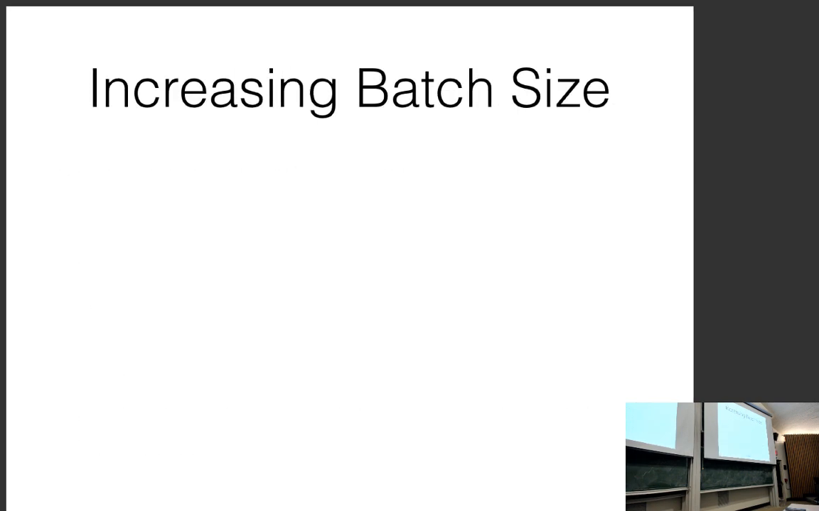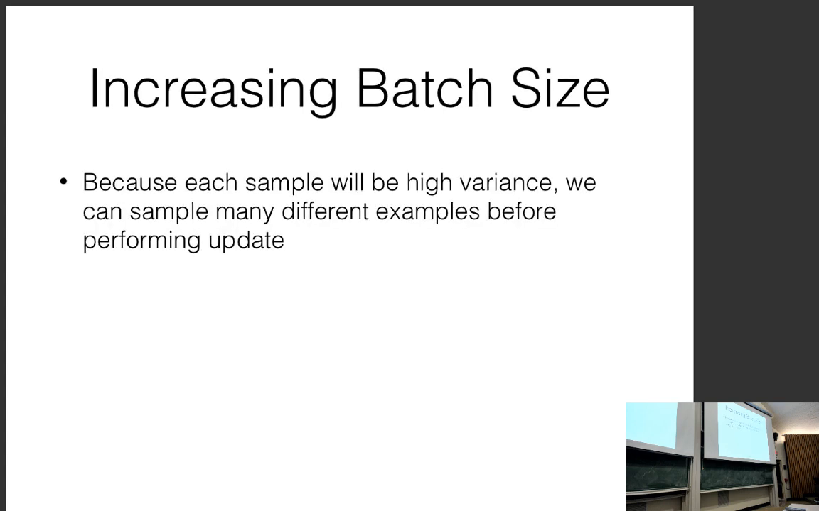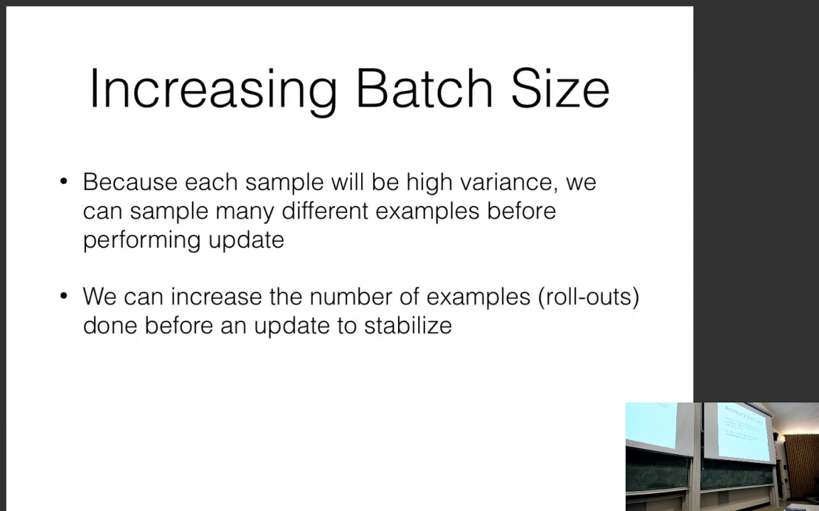Another thing is increasing batch size. When you're doing reinforcement learning, if you're doing sampling or some sort of beam search related thing, because each sample will be high variance, we can also sample many different examples before performing an update. So instead of doing one sentence at a time and updating sentence by sentence, you can increase the number of examples done before an update. You can do 32 examples before an update, 64 examples before an update.